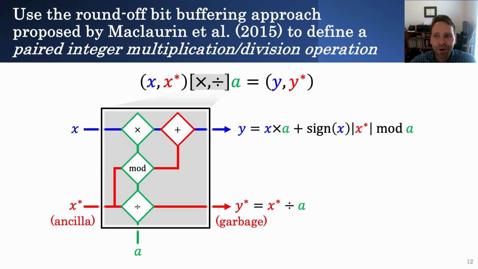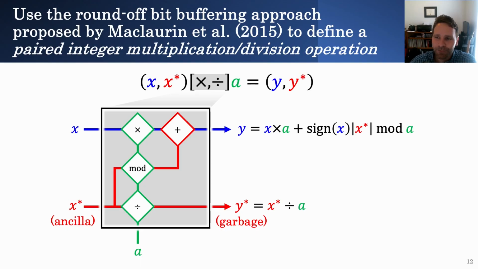In other words, suppose I had some input variable x representing one of my velocity variables or one of my displacement variables. And in addition to that variable x, I also have some ancillary variable. I'll call it x star. And if, let's say, I wanted to multiply x by some integer a, at the same time as I carry out that multiplication, I also carry out the inverse operation on my ancillary variable x star. So rather than multiplying x by a, I divide x star by a.